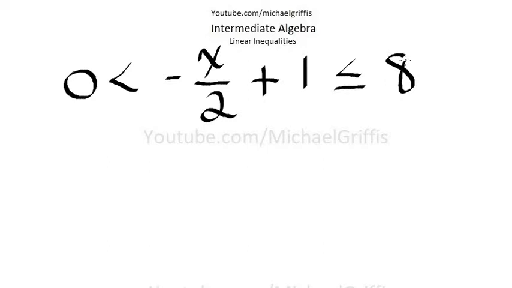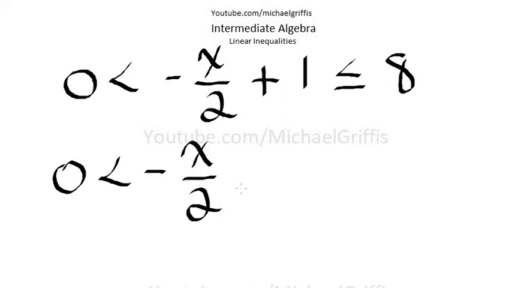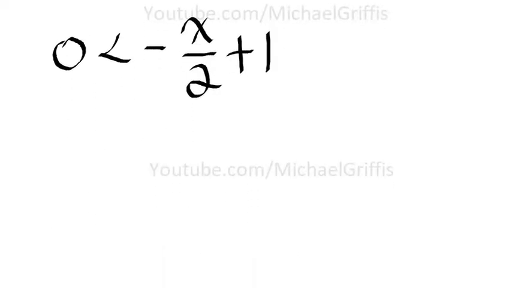Anyway, what do we got going on here? Negative x over 2 plus 1 is greater than 0 and less than or equal to 8. Okay, so we're going to break this up into two separate pieces here, just because I said so. I think it's probably the best way to go.